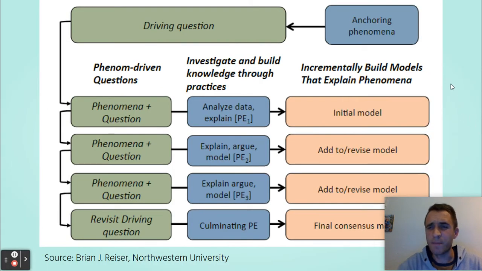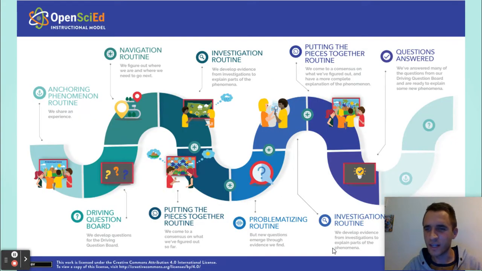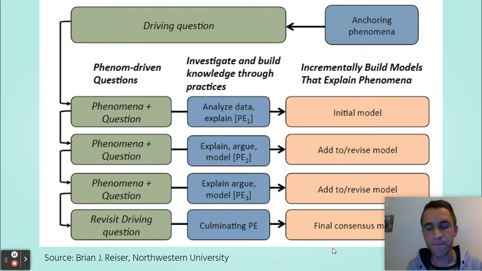With this graphic, you saw, this graphic might have been helpful for some of you, right? Where it starts with an anchoring phenomenon, which leads to a driving question, which leads to a bunch of phenomenon level questions, right? Where you have a different phenomenon, where you're answering a question about that, engaging in an SCP. Every time when you do this, you're coming back to this initial model and revising that model until eventually at the end of the unit, you revisit the driving question and develop a final consensus model for the class about the anchoring phenomenon, right? So I think both of these two graphics, you can see how it's coherent. It's a sequence that builds off each other, driven by student questions, and it's all based around that phenomena.